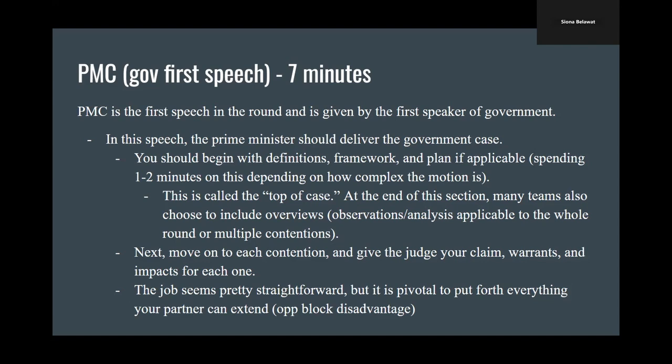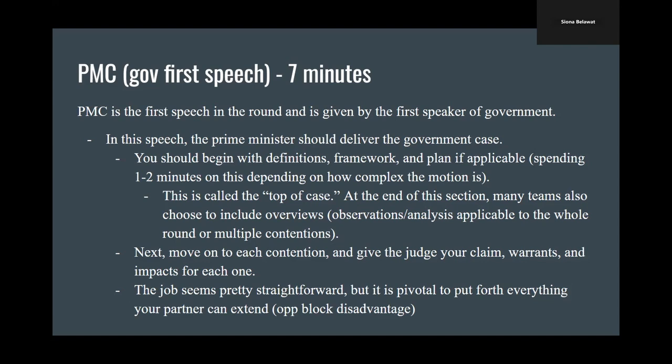So your contention needs to have a claim, warrant, and impact. Even though the Prime Minister constructive seems like the easiest speech, it's pretty straightforward, you just need to put forth everything, you need to be super intentional and super judicious with what you're saying and how you're putting it, right? So as I said, framework, definitions, and plan should always serve your side, but not skew it to your side.